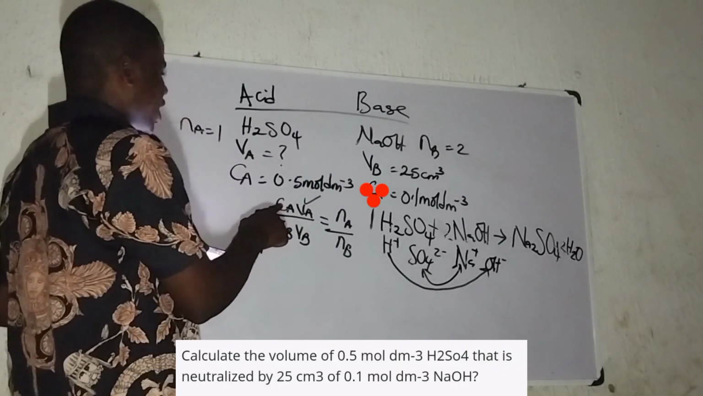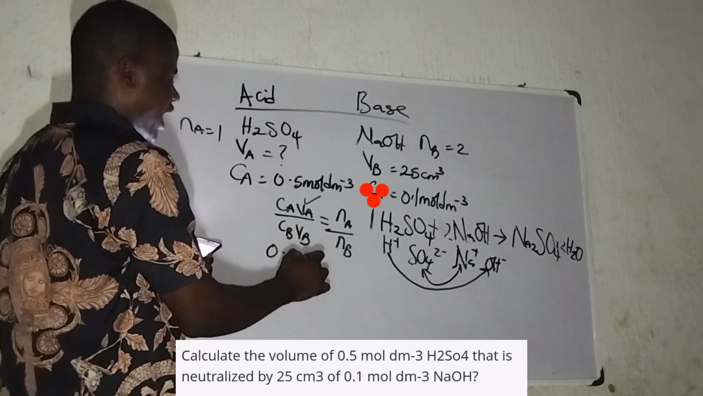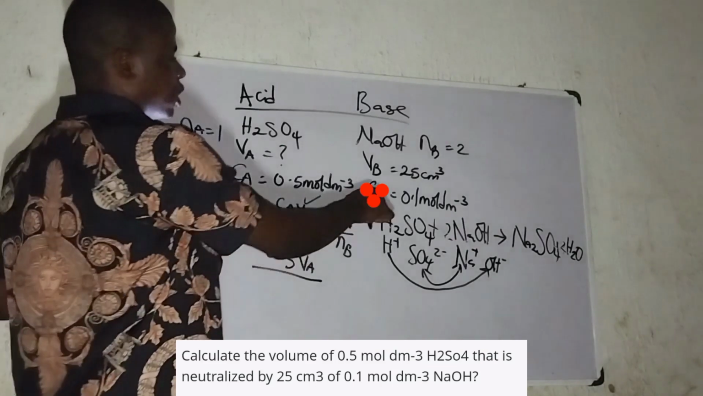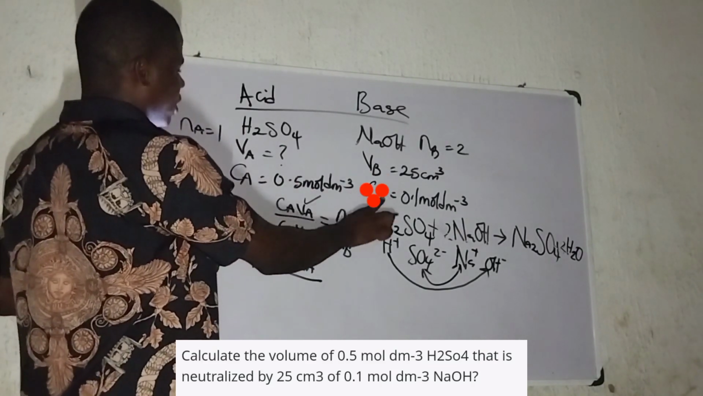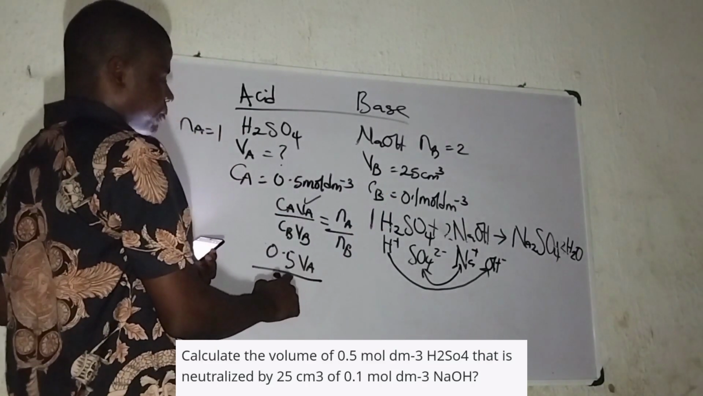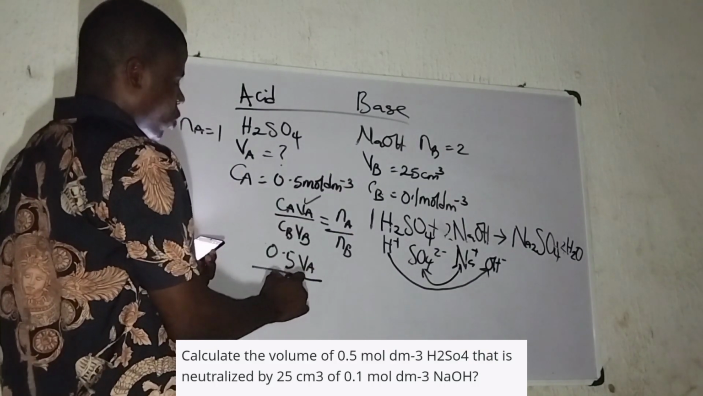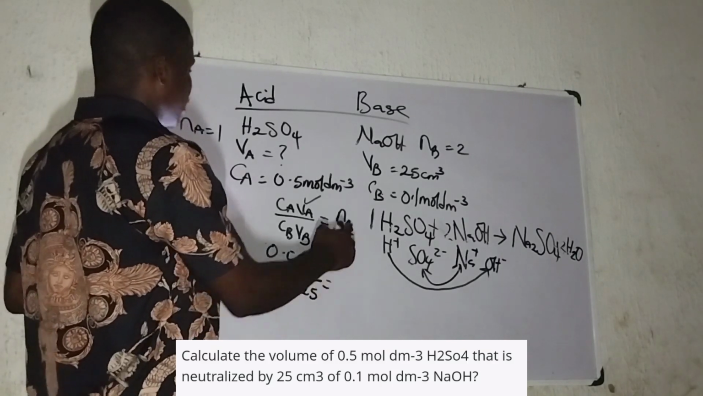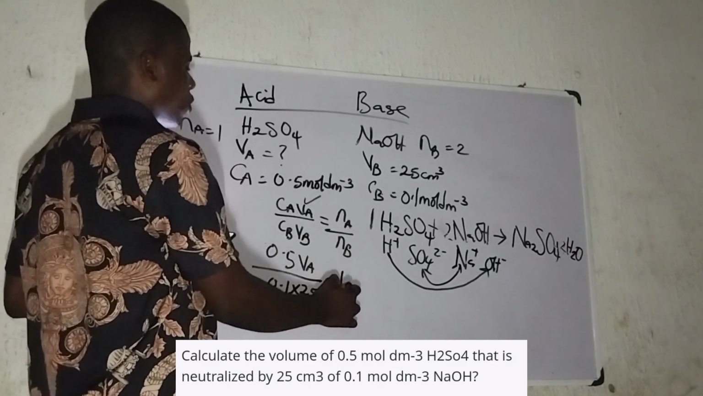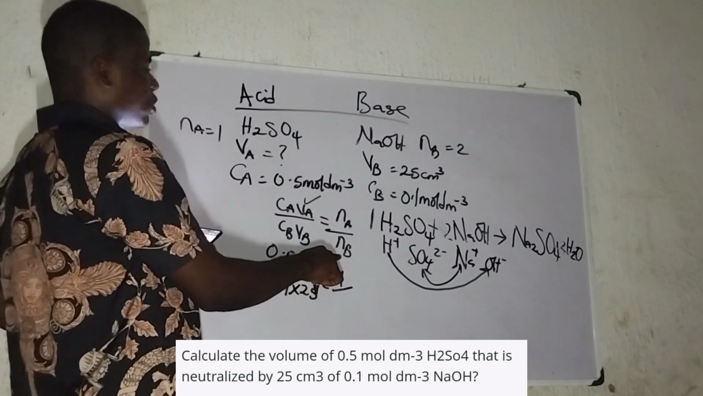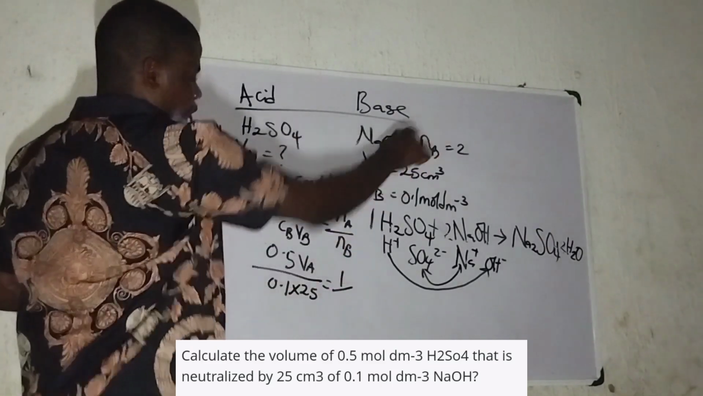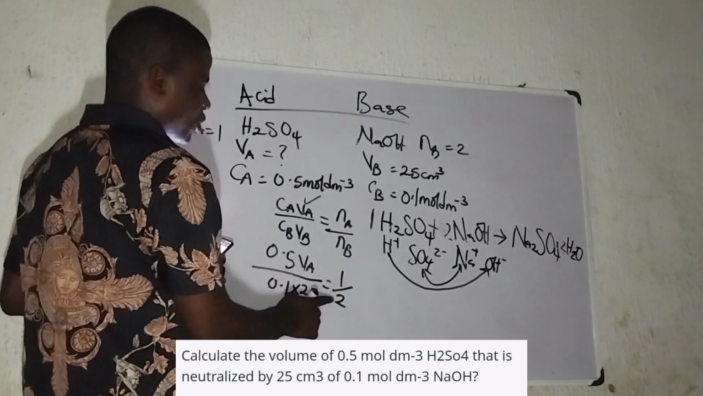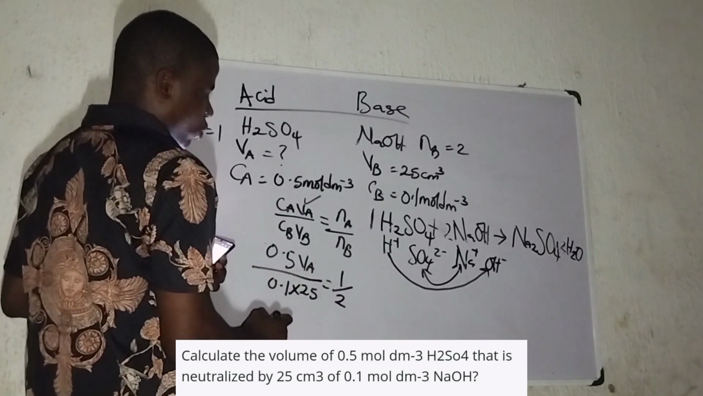Let's proceed. Ca is 0.5 times the Va I'm looking for, all over Cb. Where is Cb? We made a mistake. Cb is 0.1 times the Vb, that's times 25, is equal to Na, which is 1, all over Nb. Where is Nb? I'm not looking for Nb. What I'm looking for is Va. So all over 2, because Nb is 2.